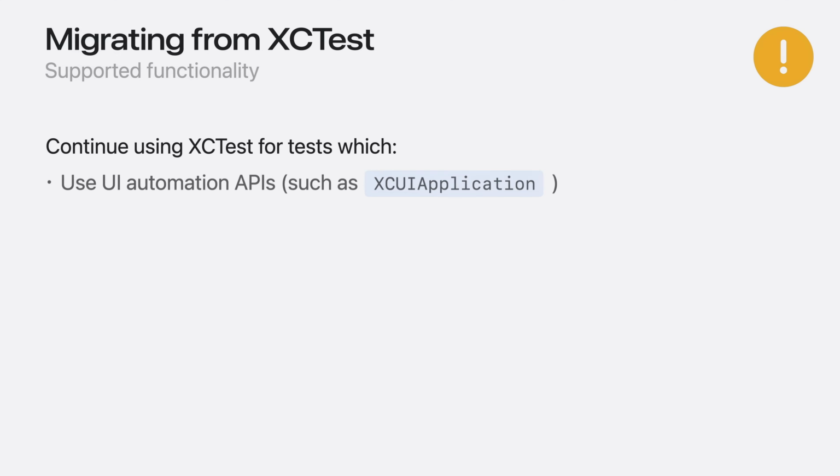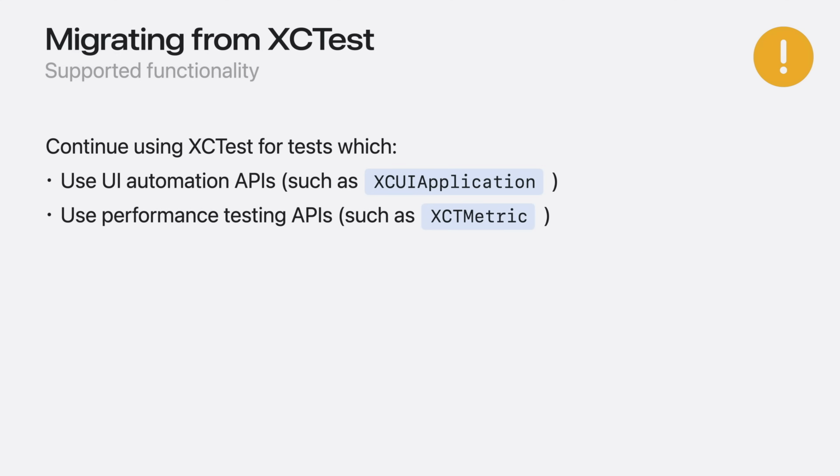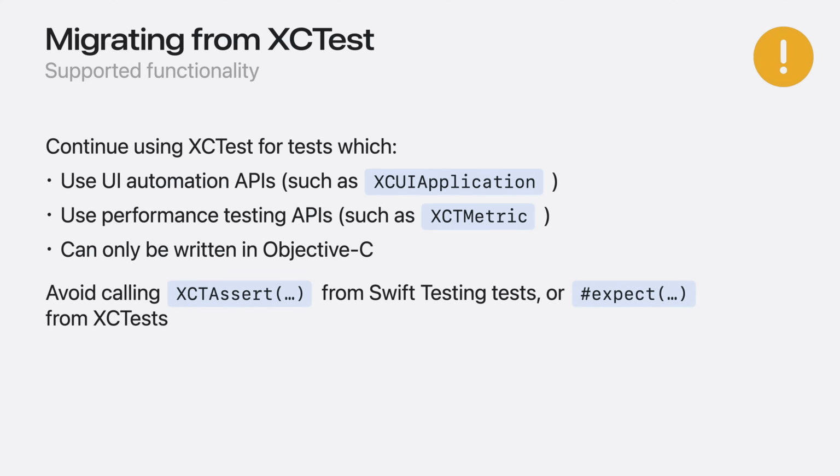Please continue using XCTest for any tests which use UI automation APIs like XCUIApplication, or use performance testing APIs like XCTMetric, as these are not supported in Swift Testing. You must also use XCTest for any tests which can only be written in Objective-C. You can use Swift Testing to write tests in Swift that validate code written in another language, however. Finally, avoid calling XCTest assertion functions from Swift Testing tests, or the opposite, the expect macro from XCTests.